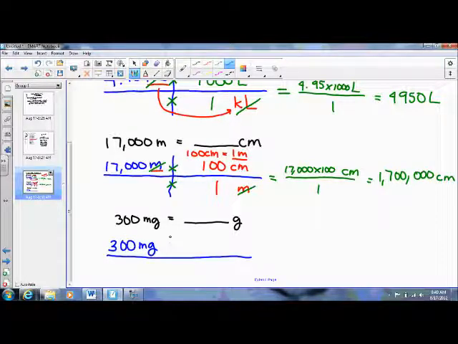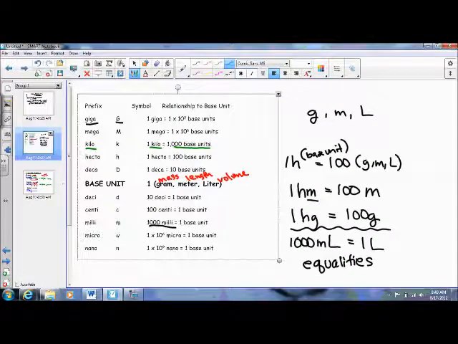Line. All right, here's the milli. And it says 1,000 millis is 1 base unit. Now remember, this was milligrams, so it's 1,000 milligrams is 1 gram. The base unit is gram. So let's write that down.